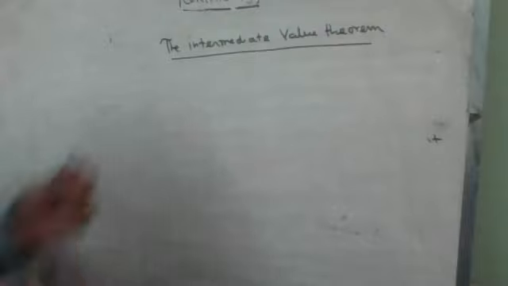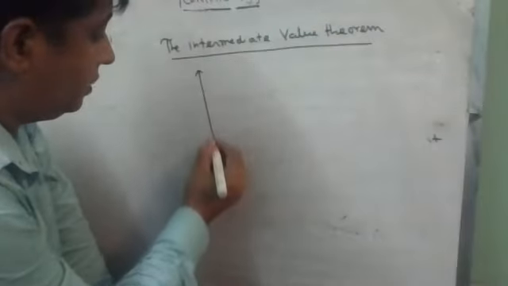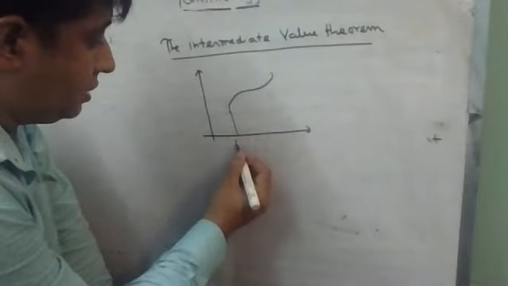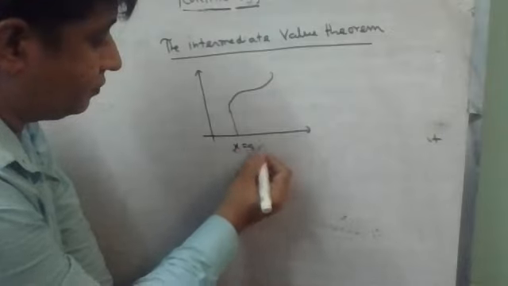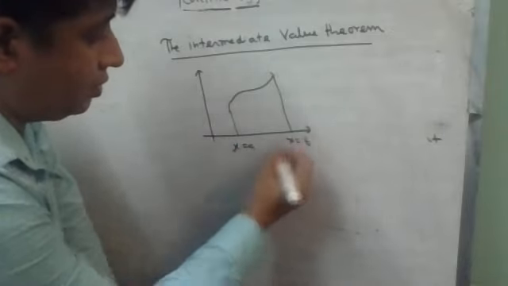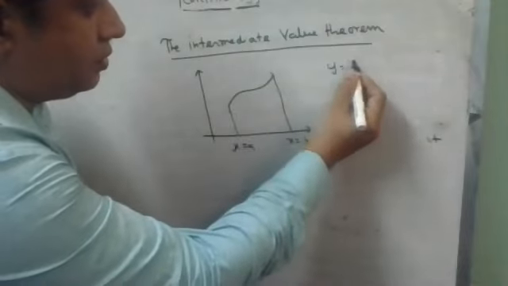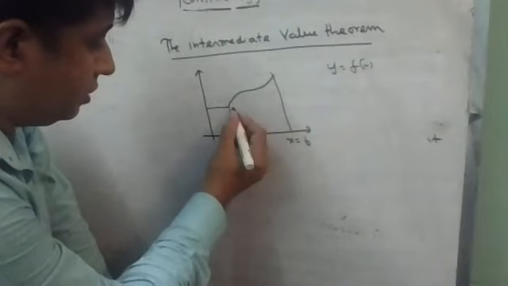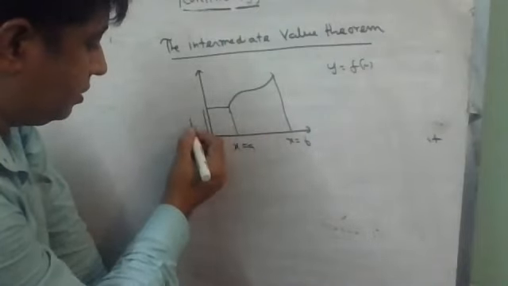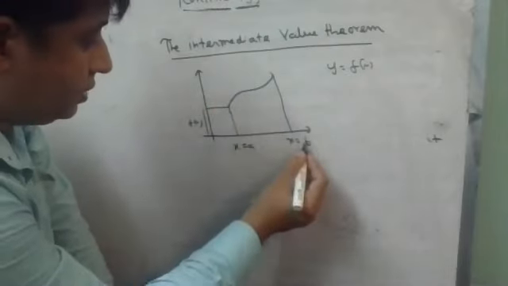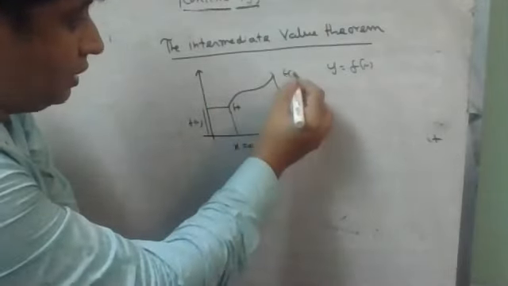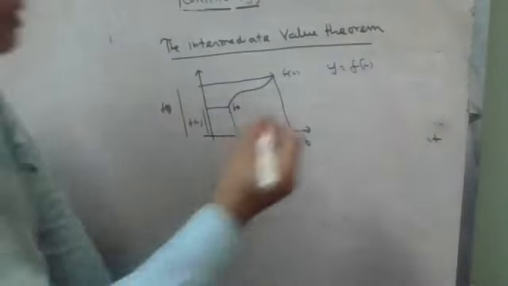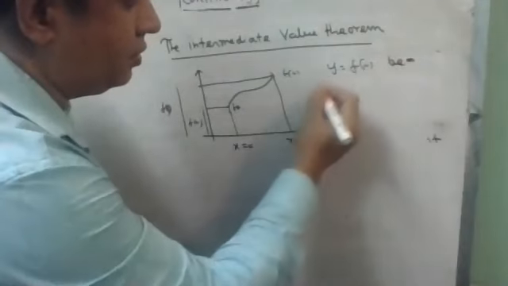What is the intermediate value theorem? See, this is the coordinate axis and this is a smooth curve. This is x equals a. This is x equals b. Y equals f(x). From this point you drop a perpendicular. This is f(a). This is b. This is f(b). You drop a perpendicular. This height is f(b).